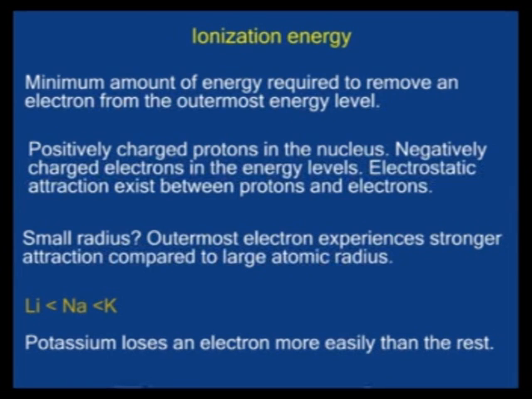It is therefore easier to pull out that electron, and it requires little energy, and that is why the ionization energy would be less for atoms with larger radius as compared to those with smaller radii.